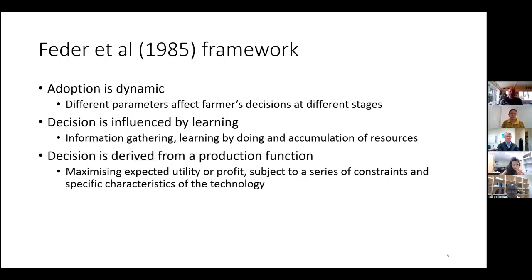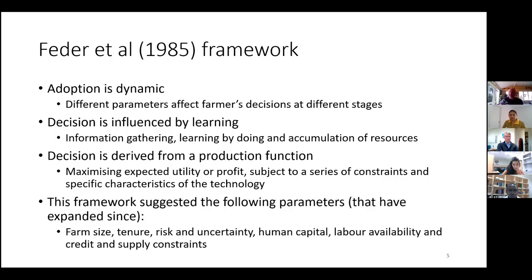And at the same time, they also established the practice that, in order to model that, what we needed to do is use a production function. In this case, they proposed that it was an expected utility of profit, and the constraints were about the specific characteristics of the technology, but also the decision maker.